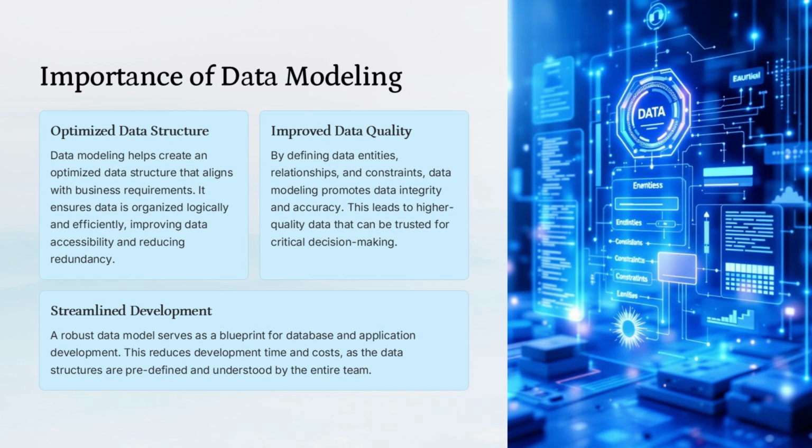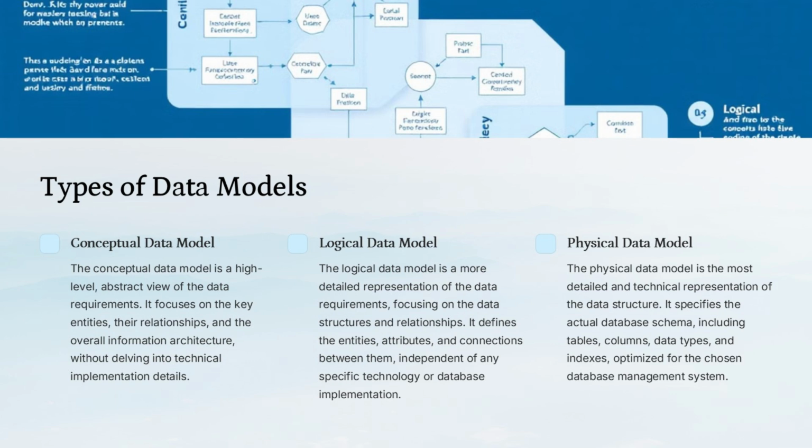A robust data model serves as a blueprint for database and application development. This reduces development time and costs as the data structures are predefined and understood by the entire team. The three main types of data models are the conceptual, logical, and physical data models. The conceptual data model provides a high-level, abstract view of the data requirements, focusing on the key entities, their relationships, and the overall information architecture.